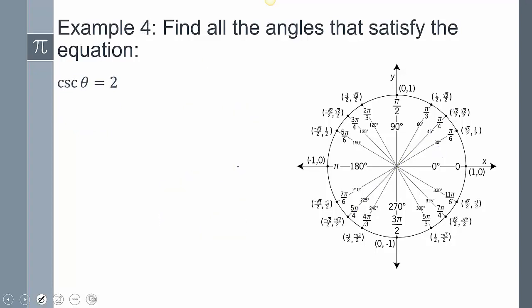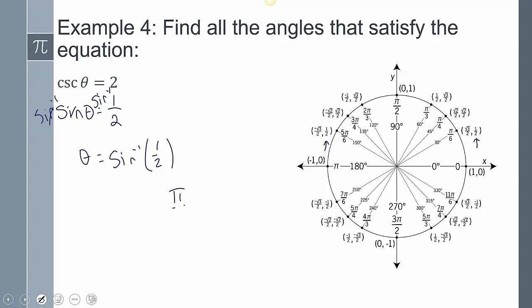Where my cosecant equals 2. So we want to relate this to sine. So if I do that, you do the reciprocal. So now where is my sine 1/2? Well, if I take the inverse to both sides, so theta equals sine inverse of 1/2. So we're asking what angle gives me that ratio of 1/2. So we look at the unit circle, we know that's going to be here and here. So that's going to be pi 6 and 5 pi 6.